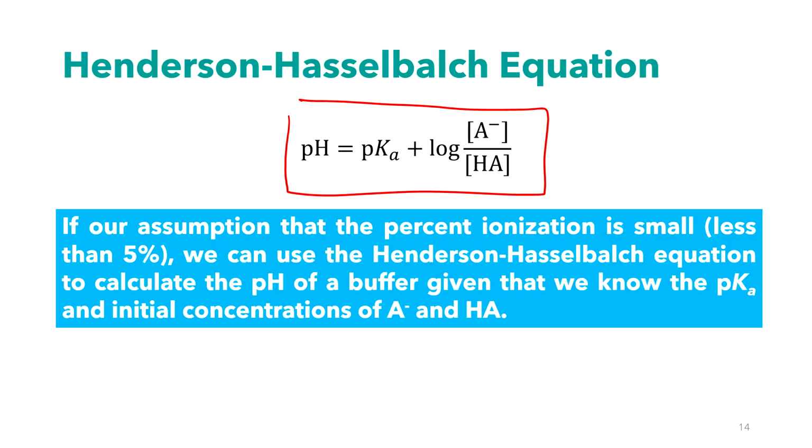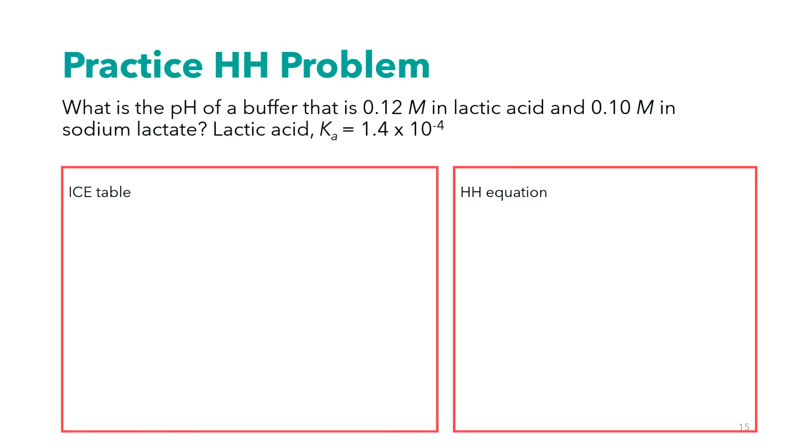We're going to look at a buffer. We've made a buffer. I've taken 0.12 molar of lactic acid and combined it with 0.1 molar of sodium lactate. Again, there's the acid and the ate there, telling me it's a conjugate acid-base pair. And I've been given Ka for lactic acid. We're going to work it in the way that we have always done it, with an ice table, and then we'll compare it to the work with the equation that we just learned.